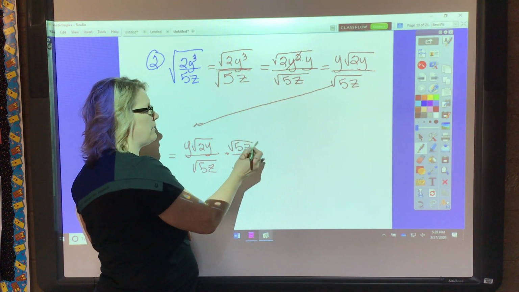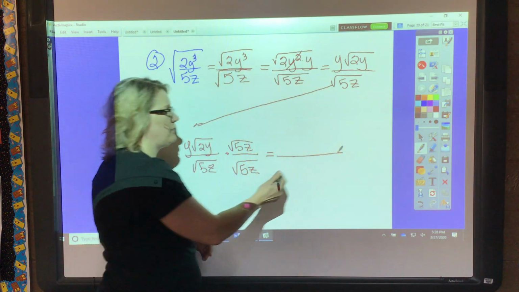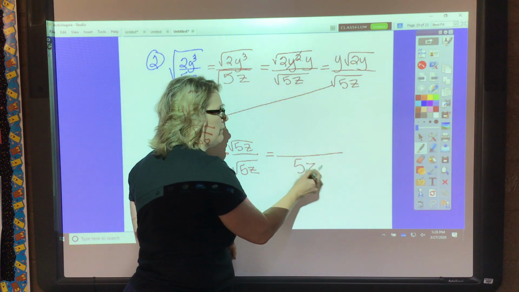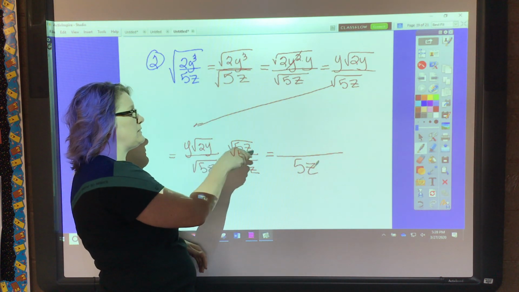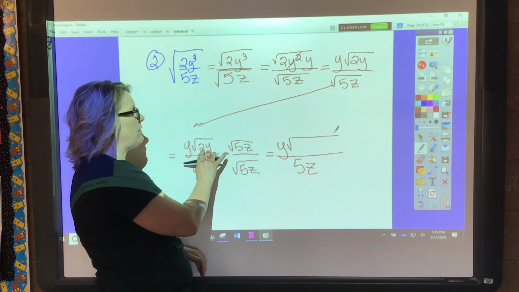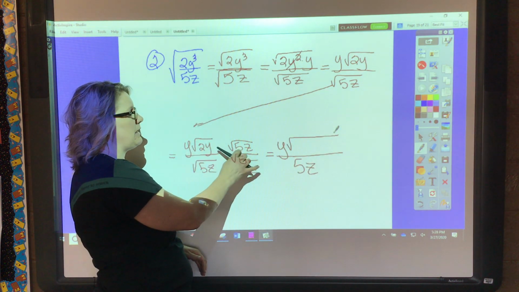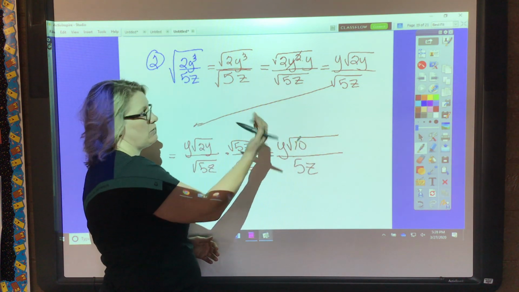Now as we look here, on the bottom, when you take the same square root times itself, it makes that quantity pop out. So 5z will be our denominator. But up here, nothing will simplify. So my y remains on the outside, but inside the index we multiply the constants, the coefficients. 2 times 5 gives me 10. And I just go y times z.